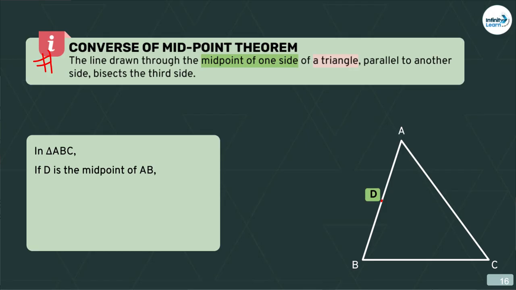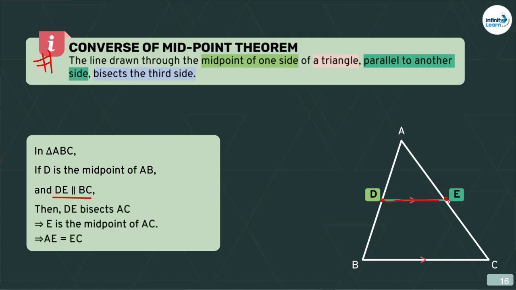इसके पहले वाले में क्या दिया था? D and E are the midpoints, but in the converse, only D is the midpoint of AB is given. ठीक है? And what is given another thing? DE is parallel to BC. So the line joining the midpoint, parallel to another side, bisects the third side. What we have to prove? We have to prove AE is equal to EC.